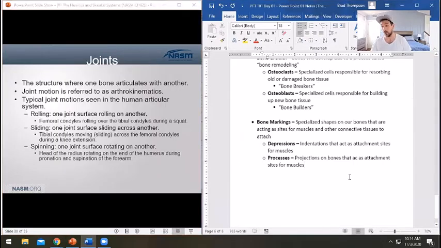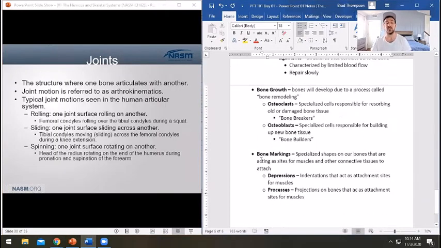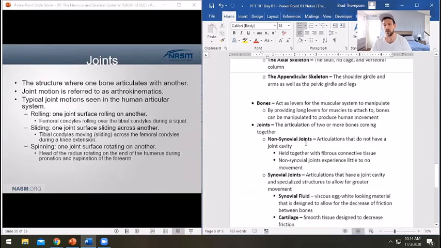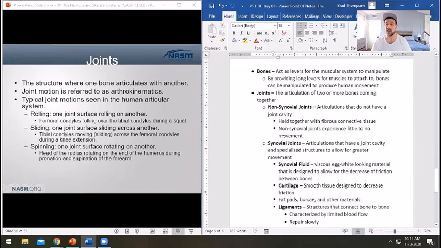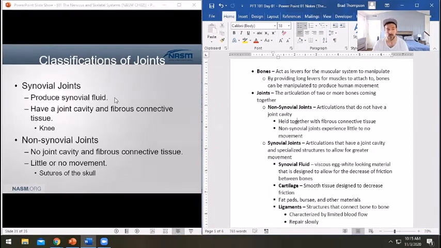Now, in your bones you've got all kinds of different joint structures as well. So again, we go back to what a joint is. It's the articulation of two bones coming together. There are two major categories: non-synovial and synovial. Synovial joints are the ones that can actually create movements. Your synovial joints have synovial fluid and a joint cavity, and they can create all kinds of different movements.